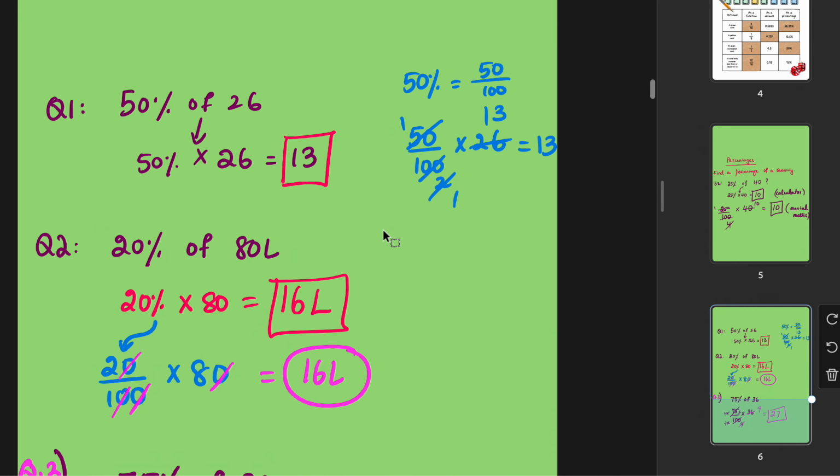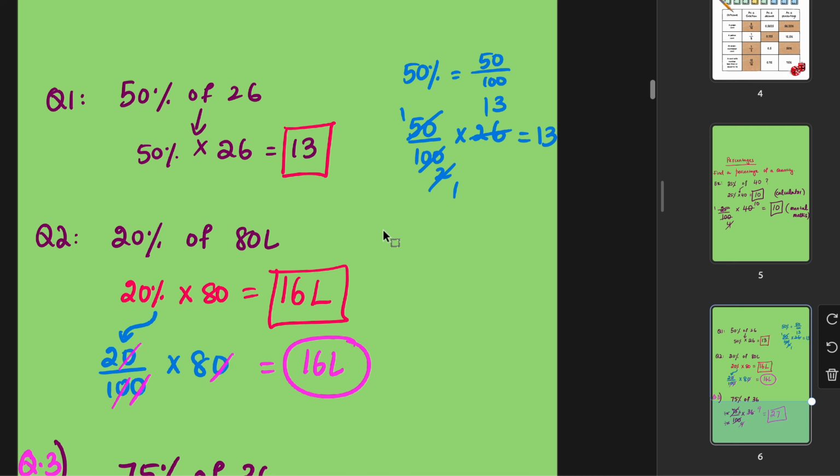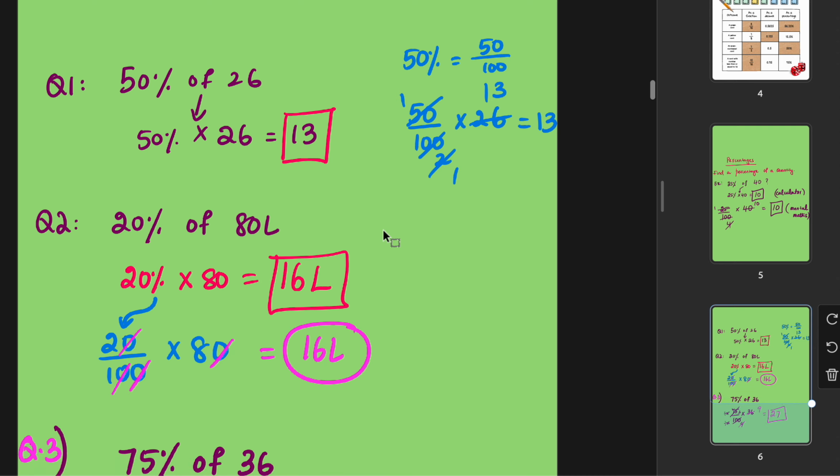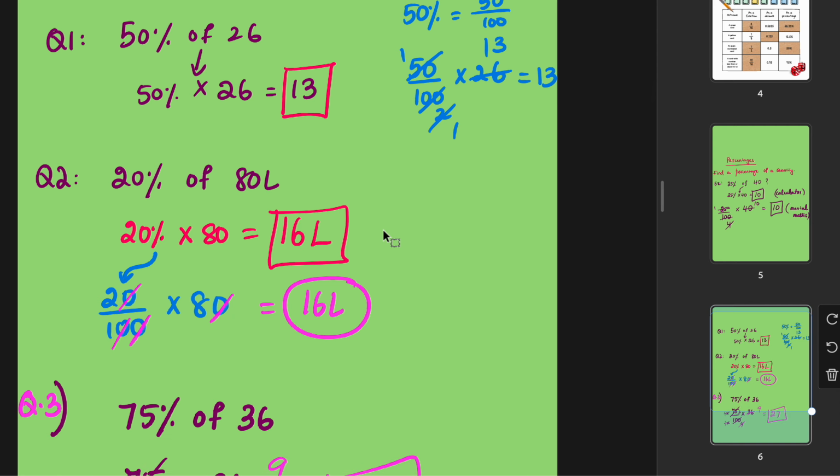Similarly, you can slow down the video or pause the video, and you can actually see the different examples that I have done. So you can try with calculator and without calculator. All you're trying to see is simple ways of cancellations, because the numerator and denominator, the numbers can cancel each other.